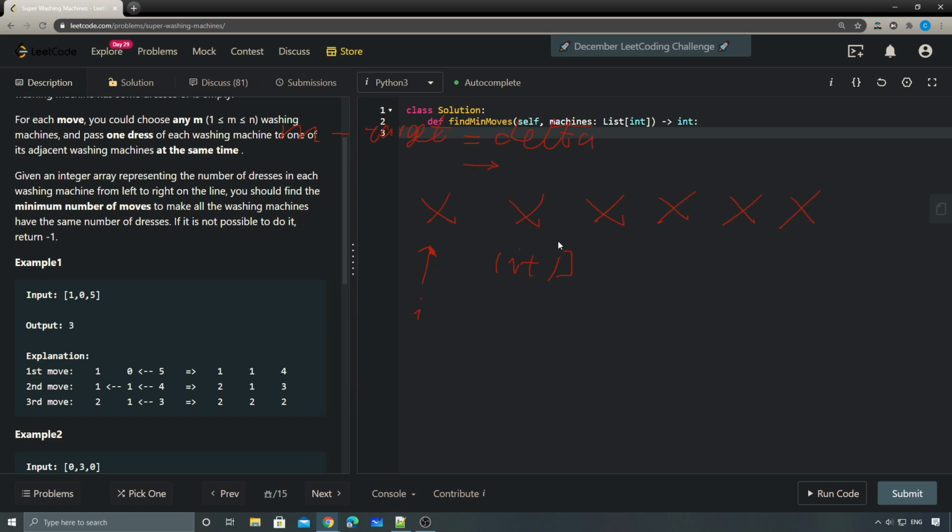Actually, let me try to code a few lines here so that I can use the code to explain this logic. So we have the length of the machines, right?